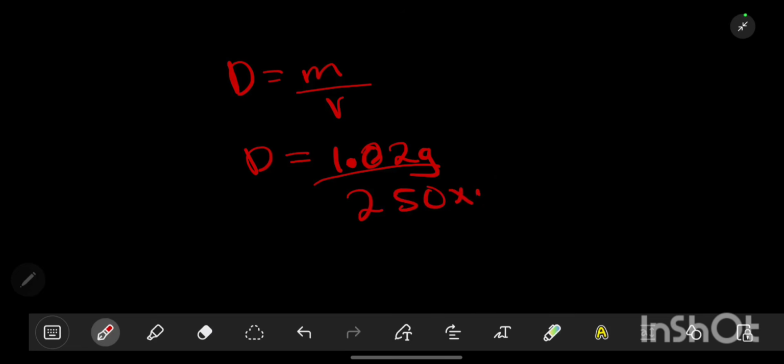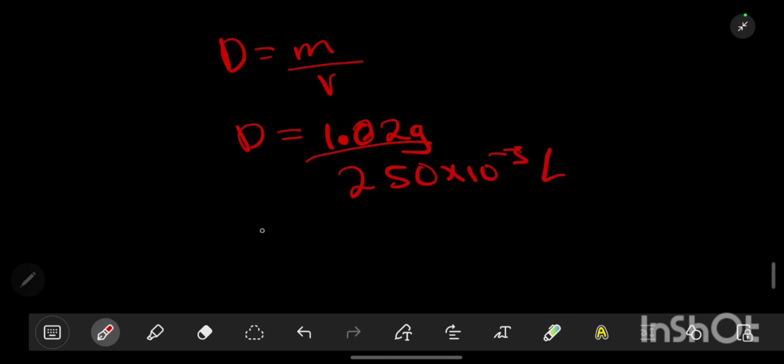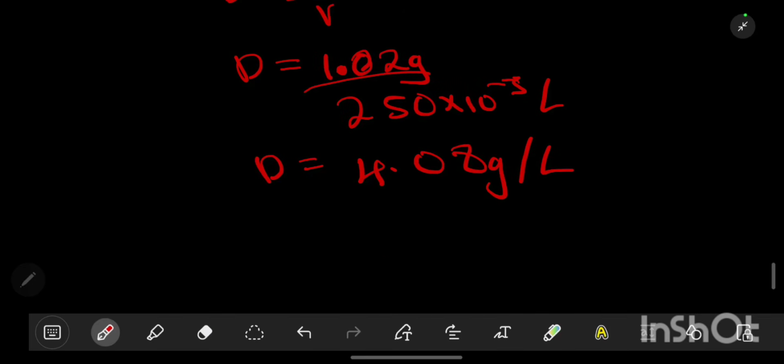Milli is a unit of 10 to the power negative 3 liters, like that. Then we are going to calculate. So our density will be 1.02 divided by 250 times 10 to the power of negative 3. So we are going to have the value, which is equal to 4.08 grams per liter. So we have found our density.